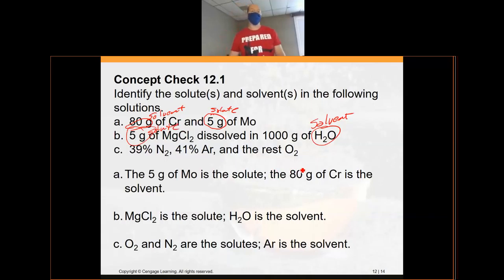And here you have 39% nitrogen, 41% argon, and the rest is oxygen. Well, 39 and 41 is 80, and so that means the rest, 20%, is oxygen. Here you have to remember the larger amount is the solvent. You can only have one solvent. The one that's the largest is the solvent, the rest are solutes. So you have your solute one, you have your solute two. So nitrogen and oxygen are both solutes.